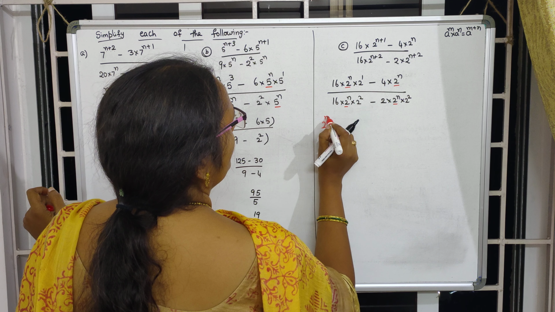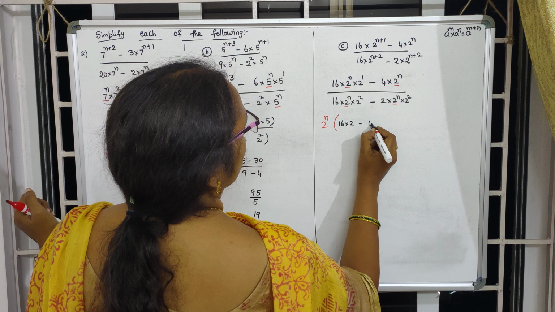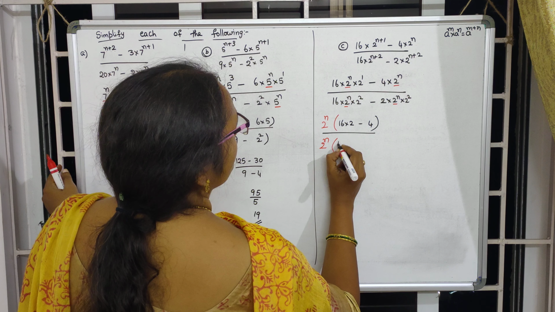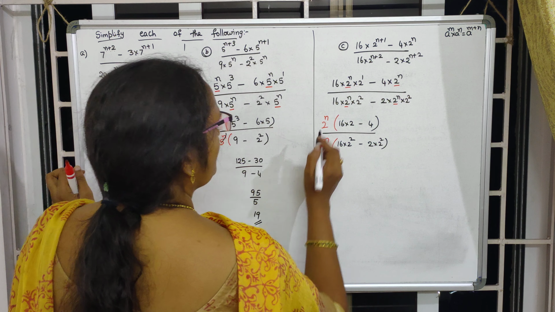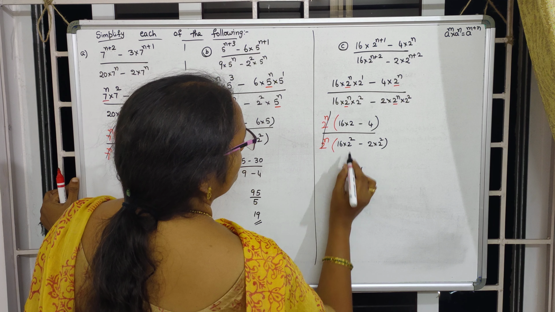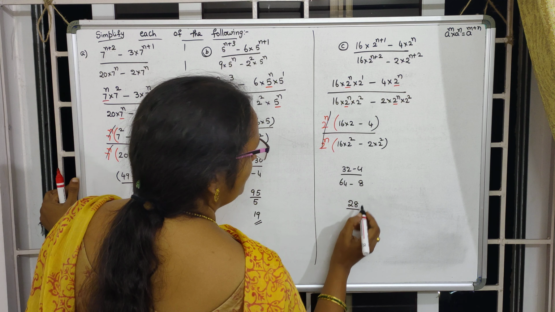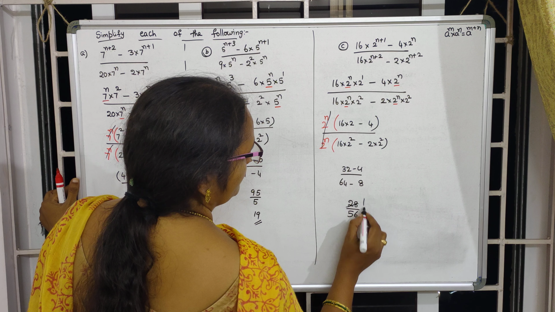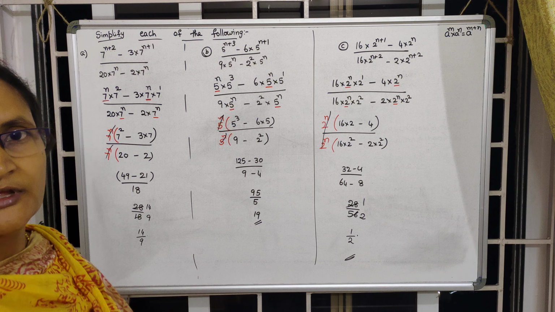So if I am taking 2 to the power n common, I am left with 16 times 2 minus 4, upon, if I am taking 2 to the power n common here, I am left with 16 times 2 square minus 2 times 2 square. So these two get cancelled. Then you are left with 32 minus 4, by 16 fours are 64 minus 8. 28 upon 56, since 64 minus 8 is 56. 28 ones are 28, 28 twos are 56. So the answer is 1 by 2. Clear? Thank you.